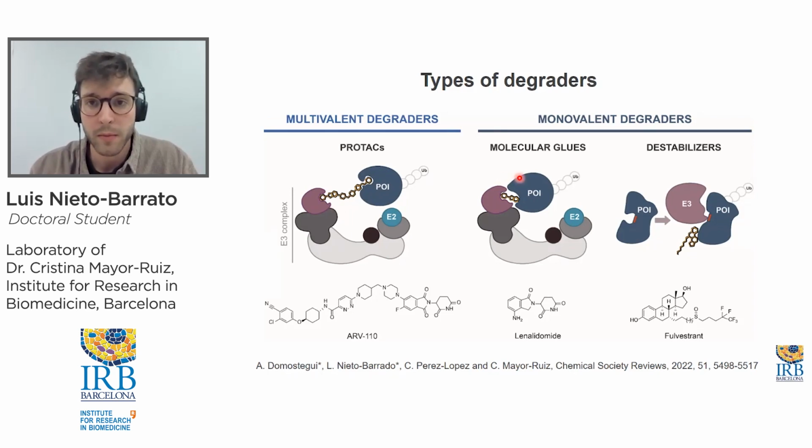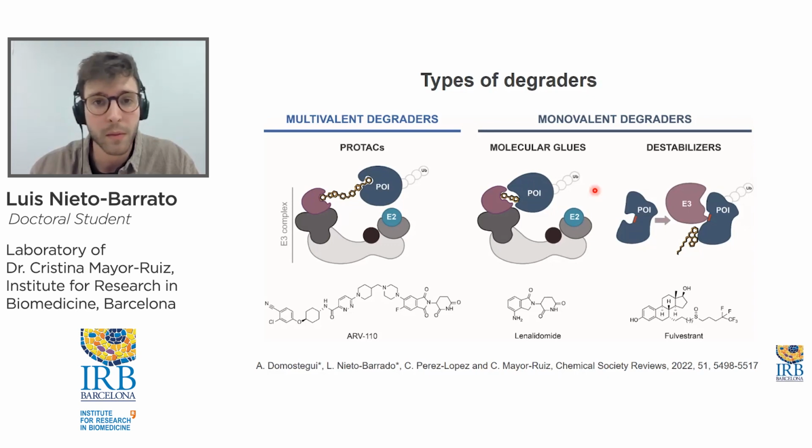On the other hand, we have monovalent degraders, smaller compounds, linkerless, that in the case of destabilizers bring the protein to a vulnerable state that is further recognized by the proteolytic machinery. And we have the molecular glue degraders that, as I said, will be the topic of the talk. In a direct way, they induce highly cooperative protein-protein interactions between the E3 and the target protein, which again leads to ubiquitination and further degradation in the proteasome.